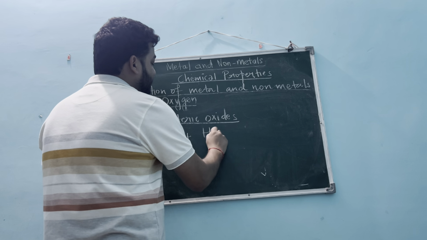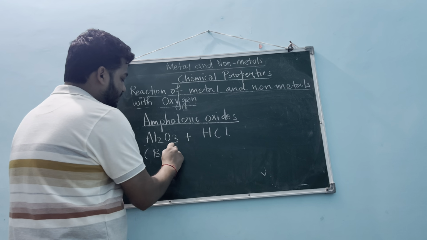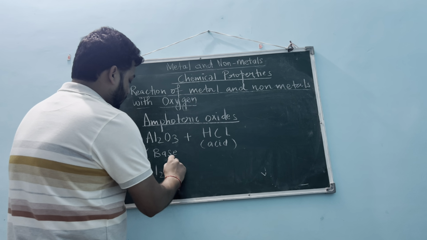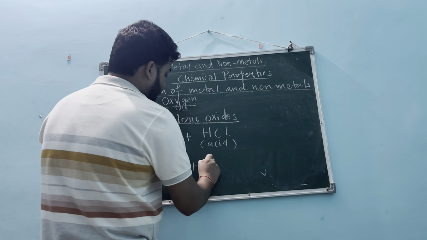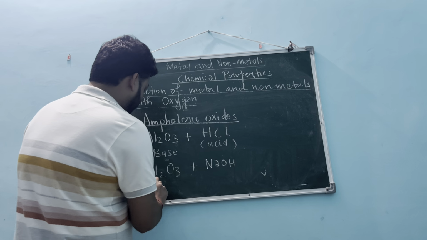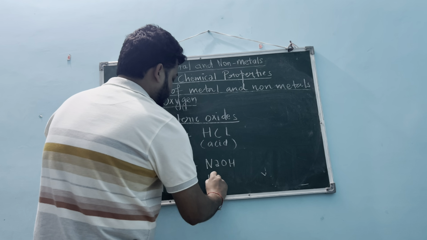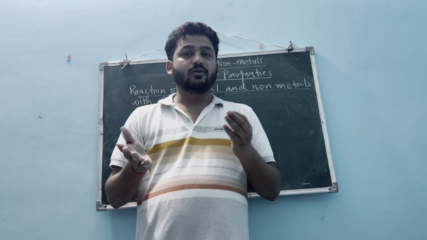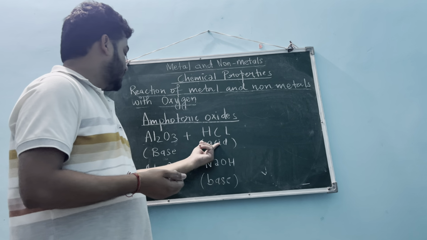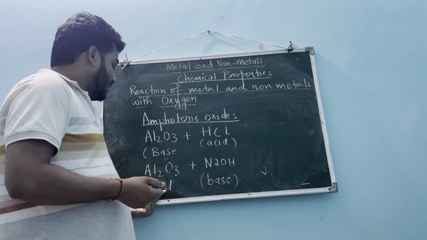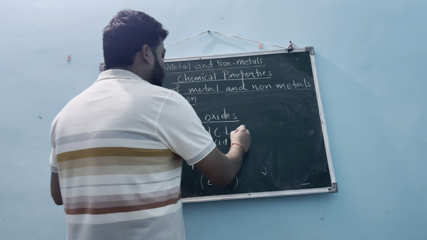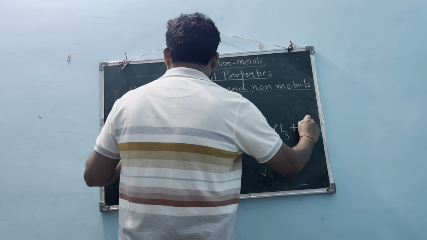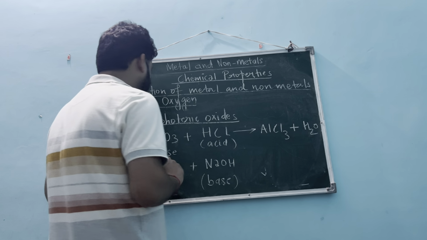So when I react it with HCl, it will act as a base because HCl is an acid. But when I react it with NaOH, it will act as an acid. Got my point? So amphoteric oxides are oxides which act both ways: with acids they act like bases, and with bases they act like acids. Right? So Al2O3 plus HCl will give AlCl3 plus H2O.